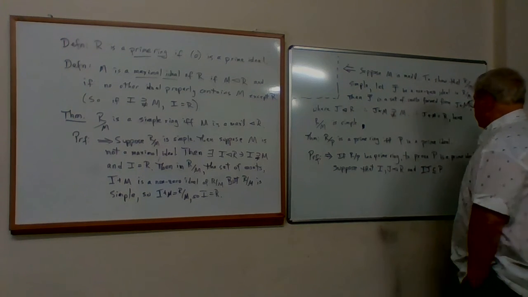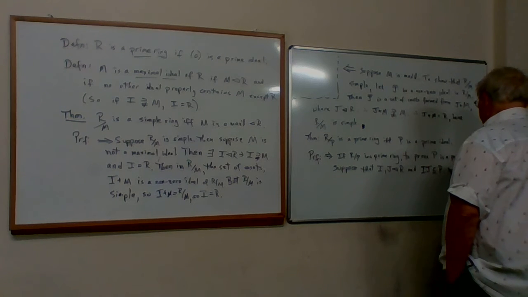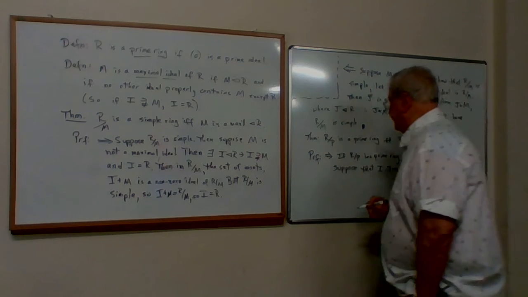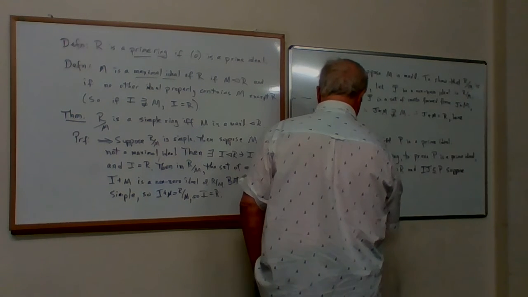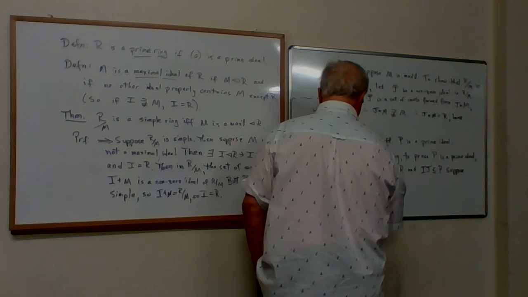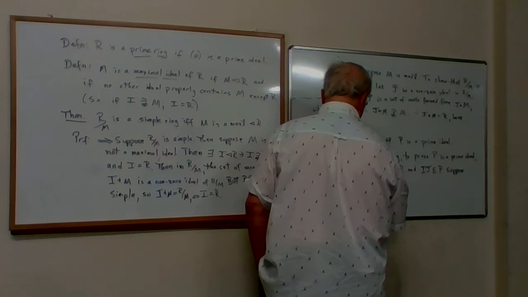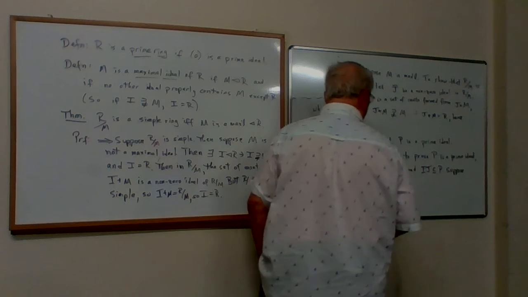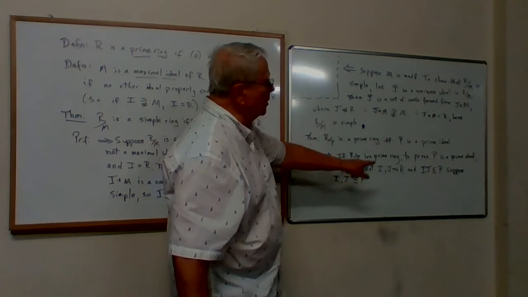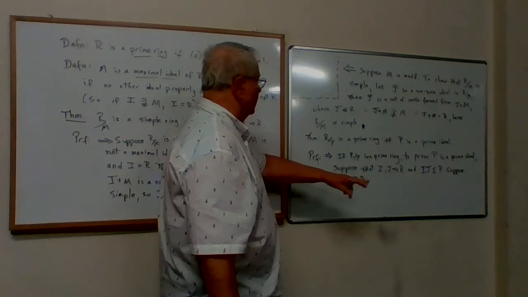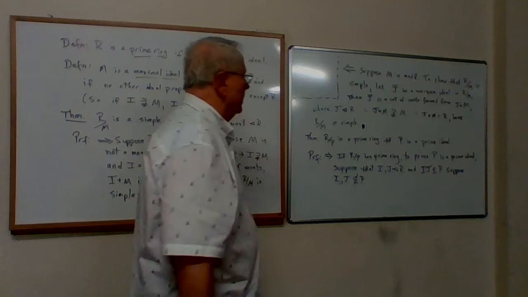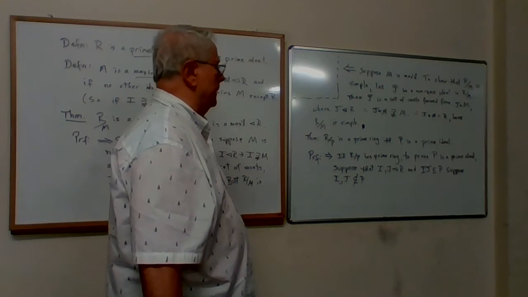Now, suppose that neither one of them is contained in P. So this is not the product of the two of them. The product of the two of them is contained in P. But suppose that neither one of them is contained in P.